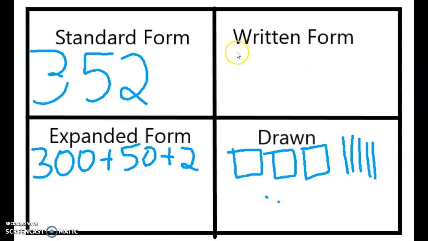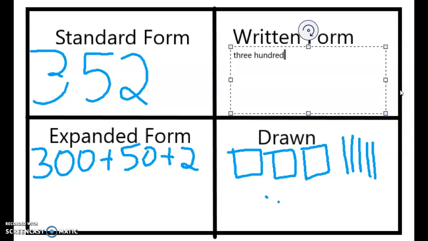Written form, we stretch that out to 352. Now remember, in your written form, everything has to be spelled correctly. That's your review for 6-1.